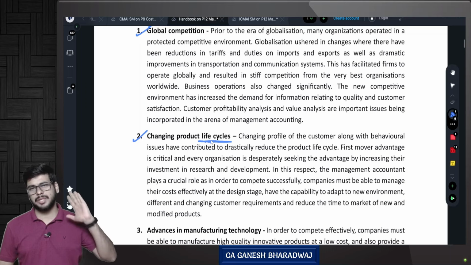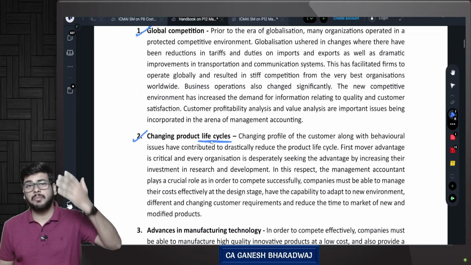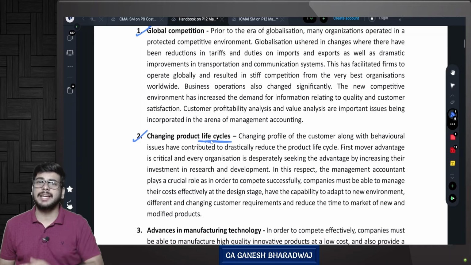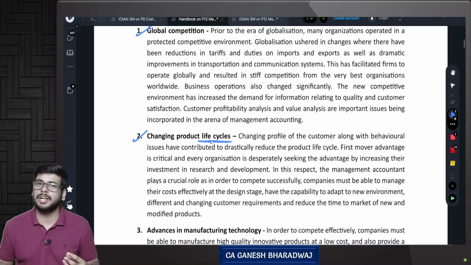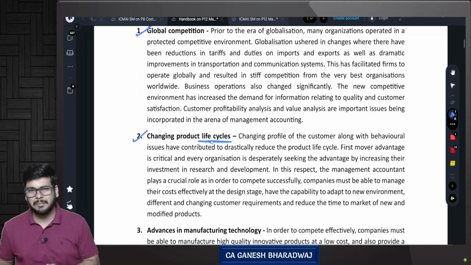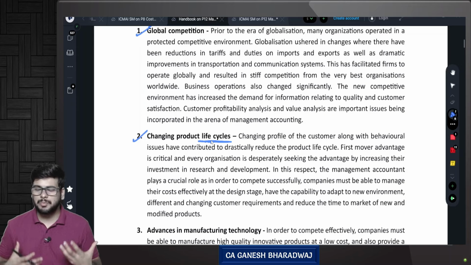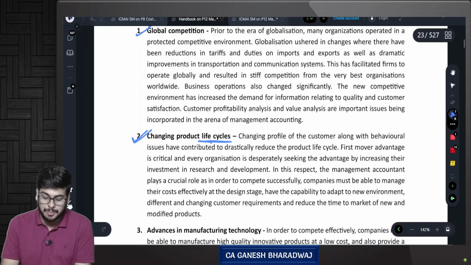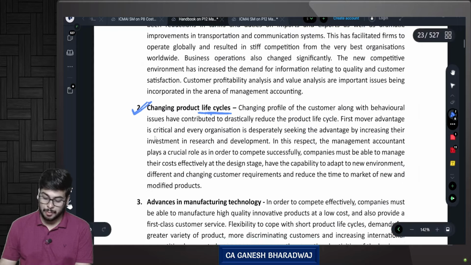Every product has a life cycle. It has to go through it. No product is permanent. Then, sir, I can see companies that have existed for 100 years. Companies like ITC and all have been around for 100 years. No, it's about the product life cycle. They keep on changing the products. It's not the same product that they manufacture. 100 years back, whatever product they were dealing in, is it the same product they are dealing in now? They make some improvisations. They introduce new products. You need to be very creative there. That's why changing product life cycle should be one of the factors that a management accountant needs to be very aware about.